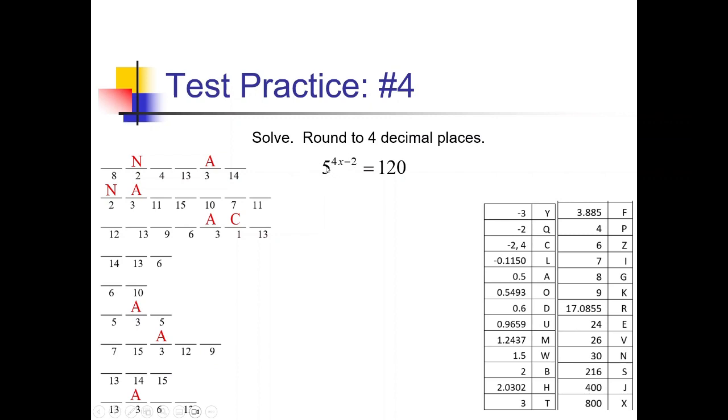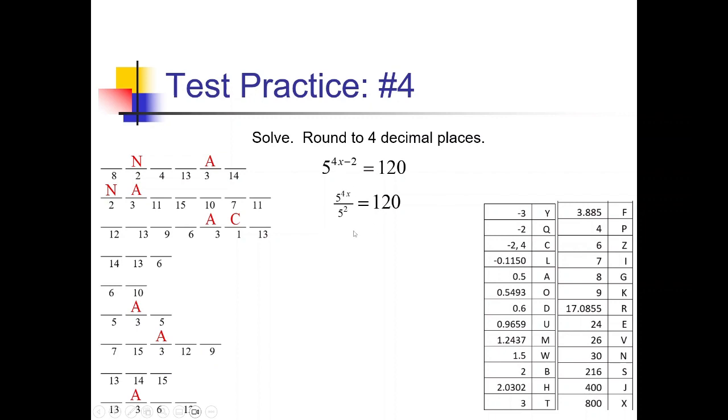So I can rewrite this by splitting this up into 2 bases. Since I'm subtracting 2 from 4x, I can really divide 5 to the 4x by 5 squared. So if I write this as 5 to the 4x over 5 squared, that's equivalent to what we started with. And if you don't believe me, if we divide bases, we're just subtracting the exponents, right? So we can get back to where we started if we really wanted to.